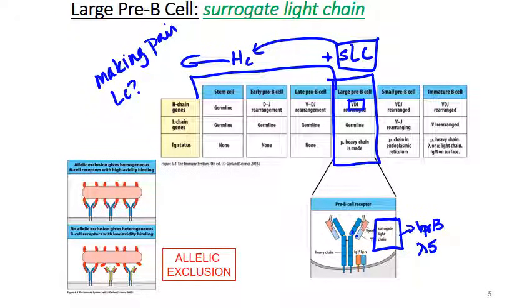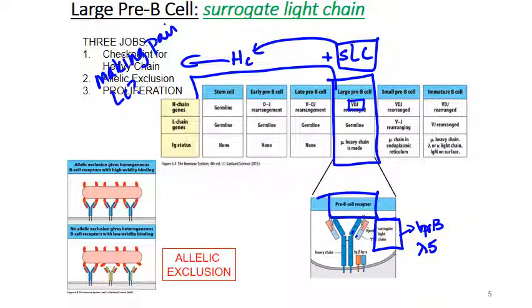If it can't pair with the light chain, then the cell might as well die, because the whole rest of this process is for making a light chain. And if we made a heavy chain that isn't capable of it, then there's no point in continuing, and the cell should die. Okay, now the surrogate light chain makes this a functional pre-B cell receptor, which is what's shown here. It allows for the B cell to determine if it made a truly functional heavy chain.